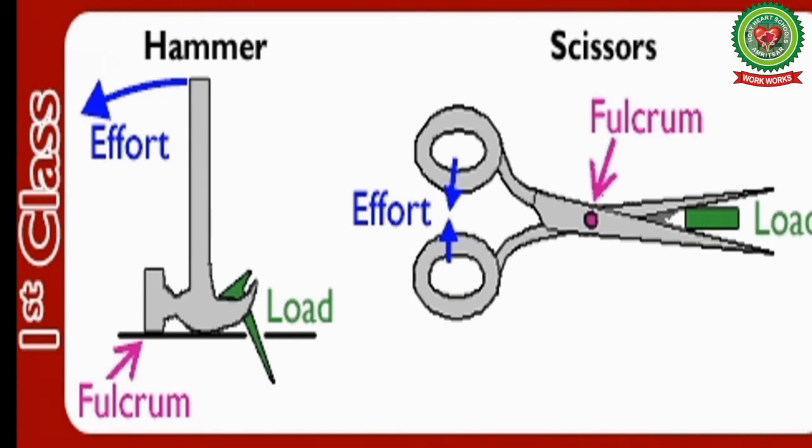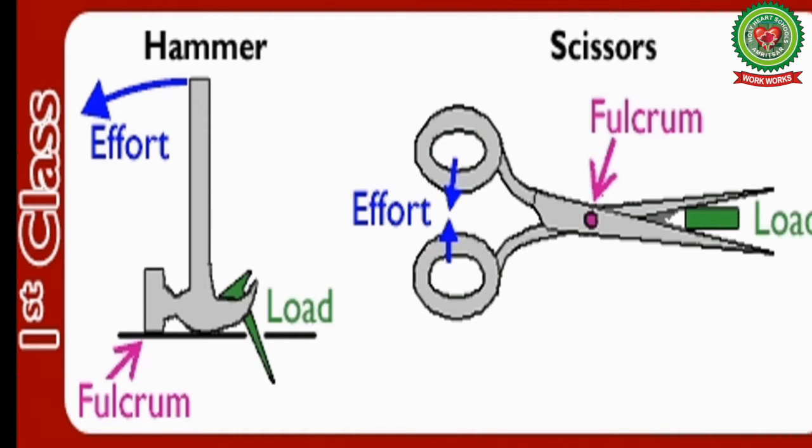This is a claw hammer. In this claw hammer, the fulcrum is in the center, which is the support, and the load, that is nail, which is removed by this hammer, it is at one end of the hammer and effort is applied at another end of the hammer. In this way, we can say that claw hammer is a first class lever.